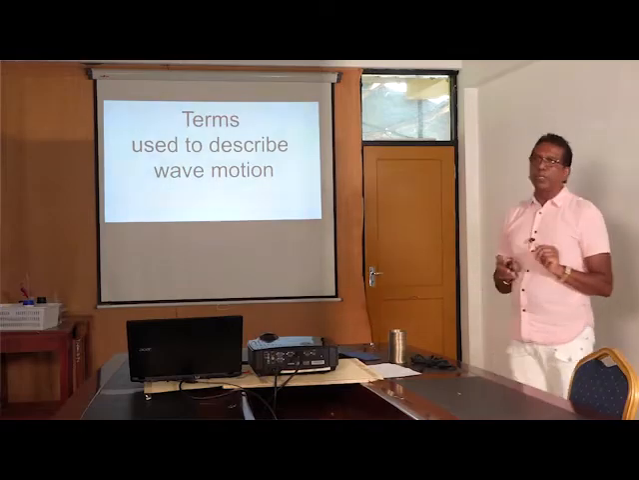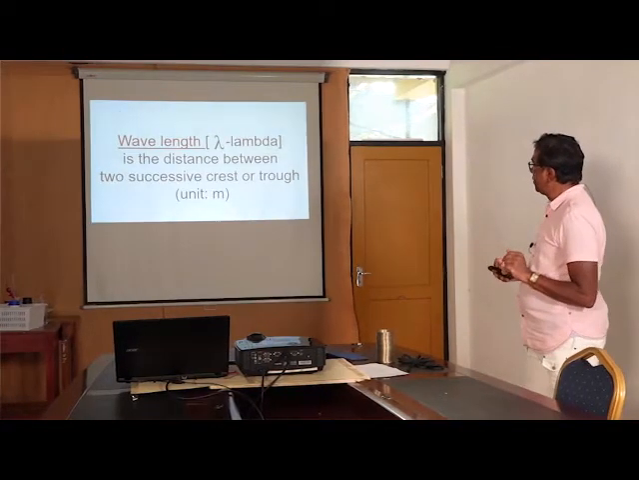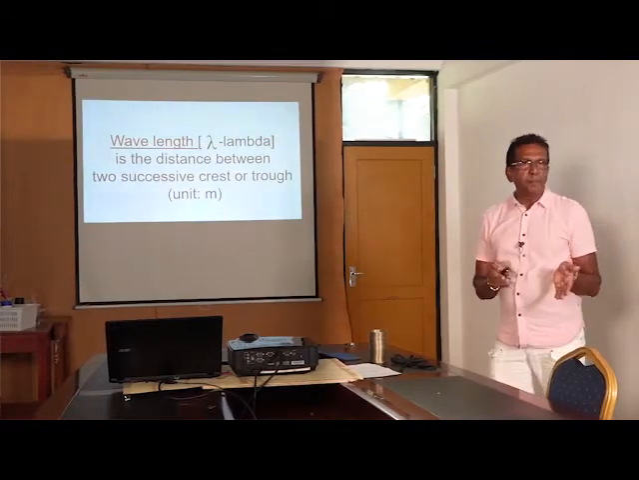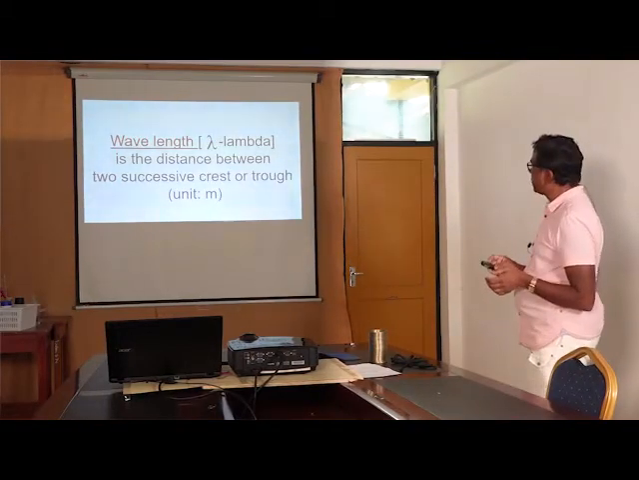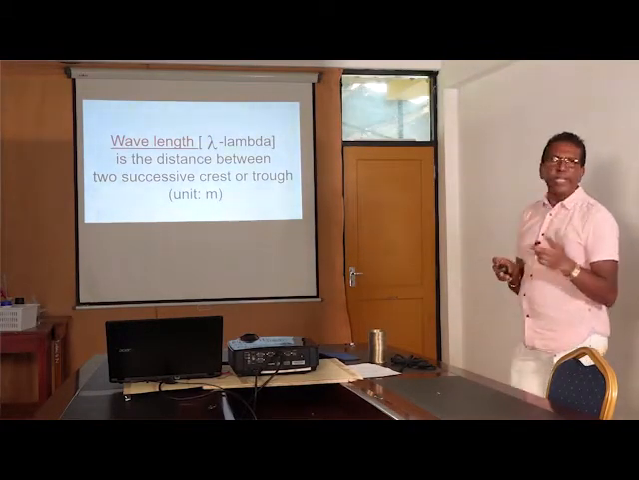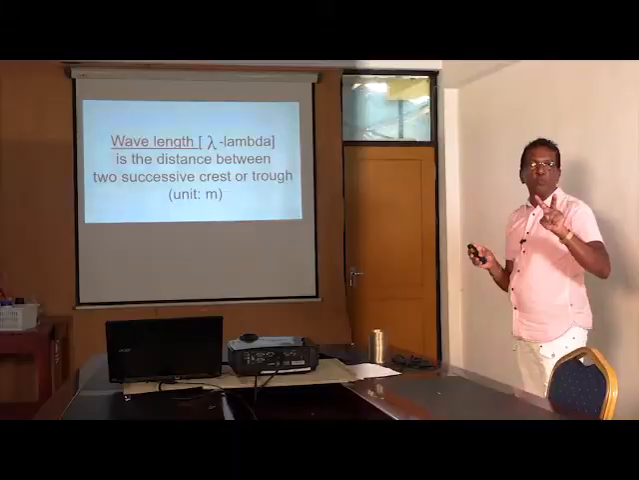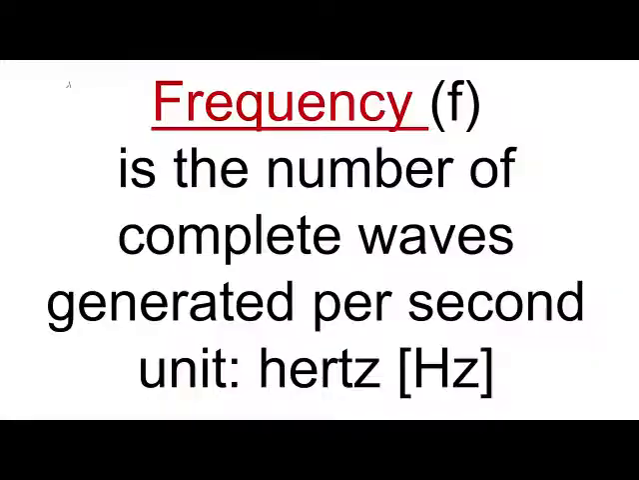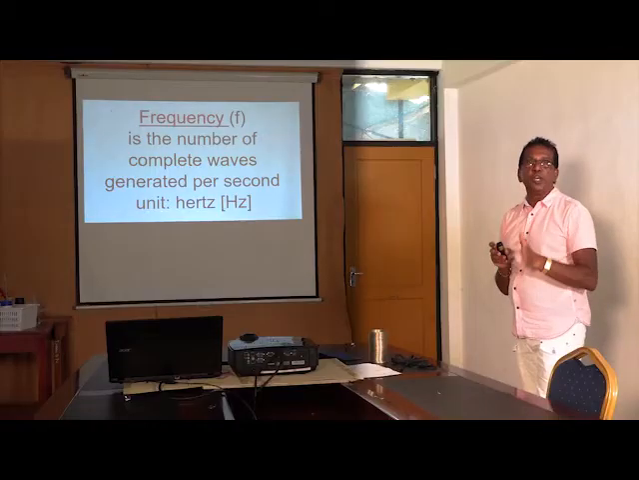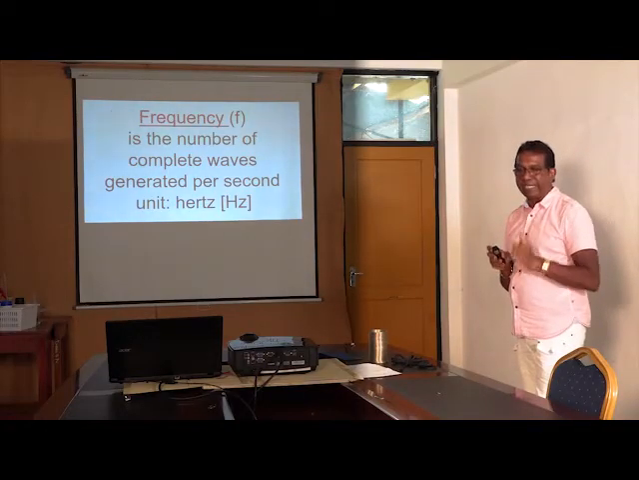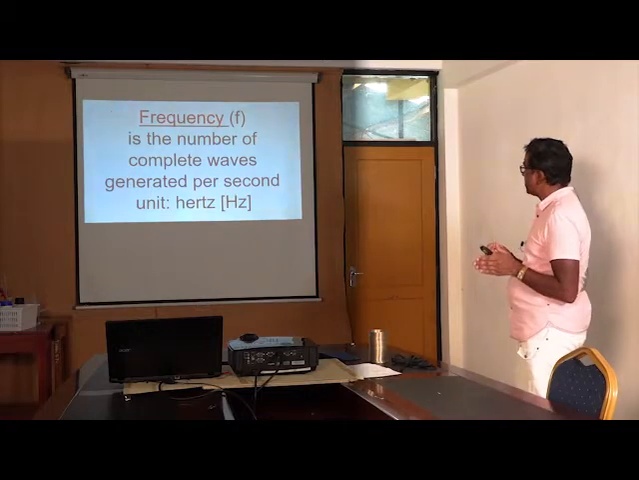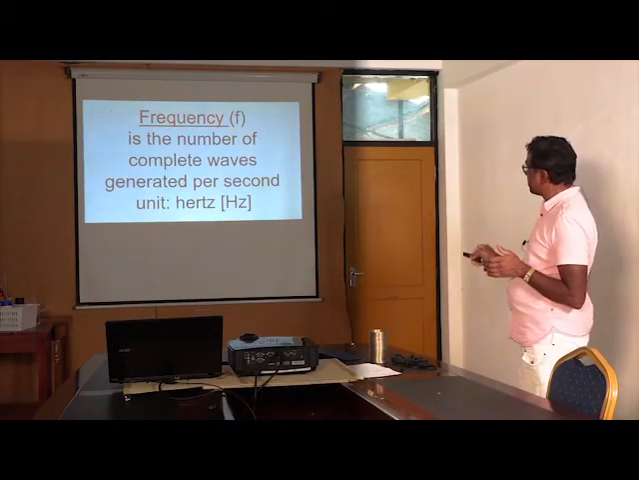Now, what are the terms that we use to describe wave motion? Wavelength, we have just mentioned it, lambda, the distance between two successive crests or troughs, or any 2 points on the wave that are in phase. It's not necessarily between the crest and the trough, but any 2 points that are in phase. The frequency is the number of disturbances I'm producing in 1 second. The unit is hertz.